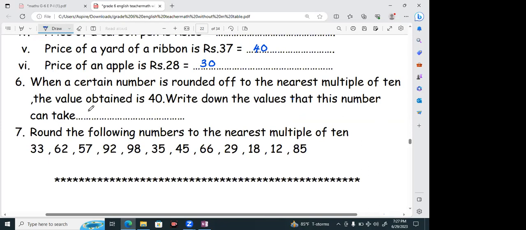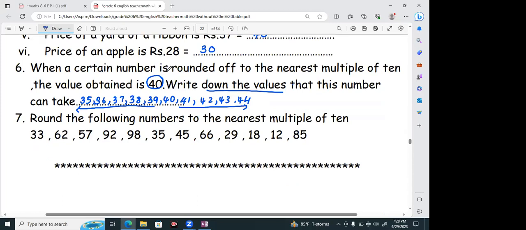35, 36, 37, 38, 39, 40, 41, 42, 43, 44. We have written 5 numbers before 40 and 4 numbers after 40. Always remember, when you are given a particular number and asked to find the numbers that can be taken to obtain this value after rounding off, you have to write the 5 numbers before the given number and 4 numbers after it. Okay? Okay, do the 7th question. It is a very easy one.